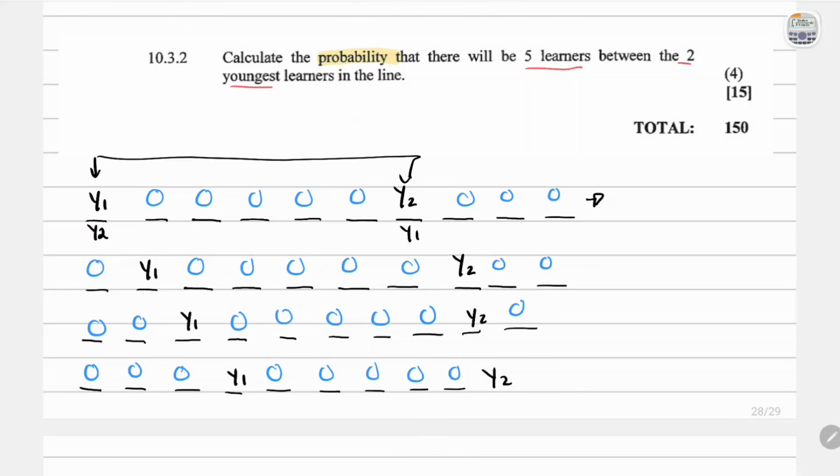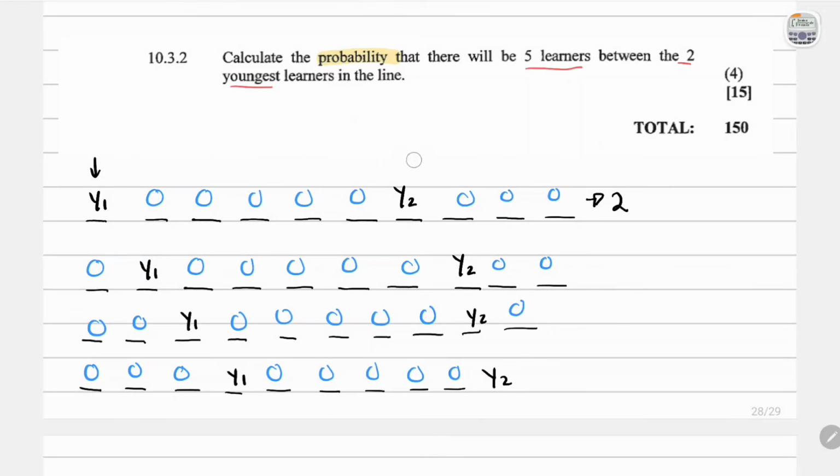So looking at their placements and where they are seated, it means that there are 2 ways that they can be sitting like this. Yes, they have 5 learners in between them, but youngest learner 1 could be in the first position and then youngest learner 2 could be in the 7th position, or youngest learner 2 is in the 2nd position and youngest learner 1 is in the 7th position. Okay, so that could happen as well. So there are 2 ways that they can be sitting like that.